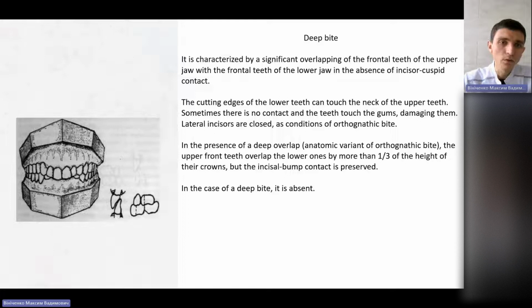Lateral incisors are closed as in conditions of orthodontic bite. In the presence of deep bite overlap, an anatomic variant of orthodontic bite, the upper front teeth overlap the lower ones by more than 1/3 of the height of their crowns, but the incisal contact is preserved. In the case of a deep bite, it is absent.